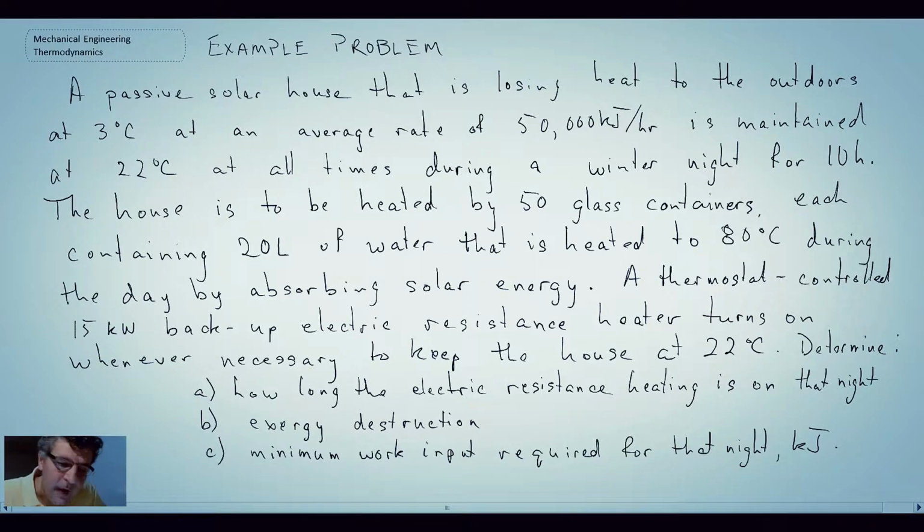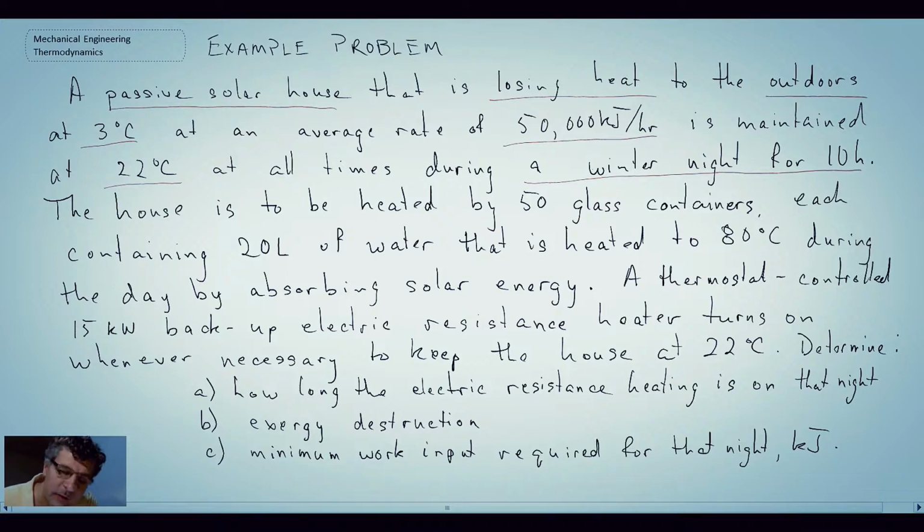So there's the example problem, a rather long one with a lot of words in it. We're dealing with a passive solar house. It's losing heat to the outdoors at 3 degrees C at an average rate of 50,000 kilojoules per hour. The house itself is maintained at 22 degrees C during a winter night. We're specifically talking about one winter night of 10 hours.